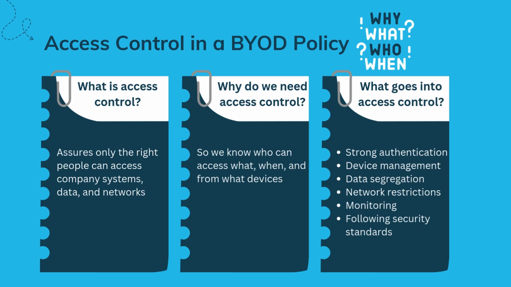If someone else uses an employee's personal device, they shouldn't be able to get into company resources. With proper access control, you can limit things like access to financial data, customer information, or other sensitive details, ensuring only the right people can see or use it. Some of the things that help us accomplish access control are strong authentication, device management, data segregation, network restrictions, monitoring, and making sure that we are following the most current security standards.